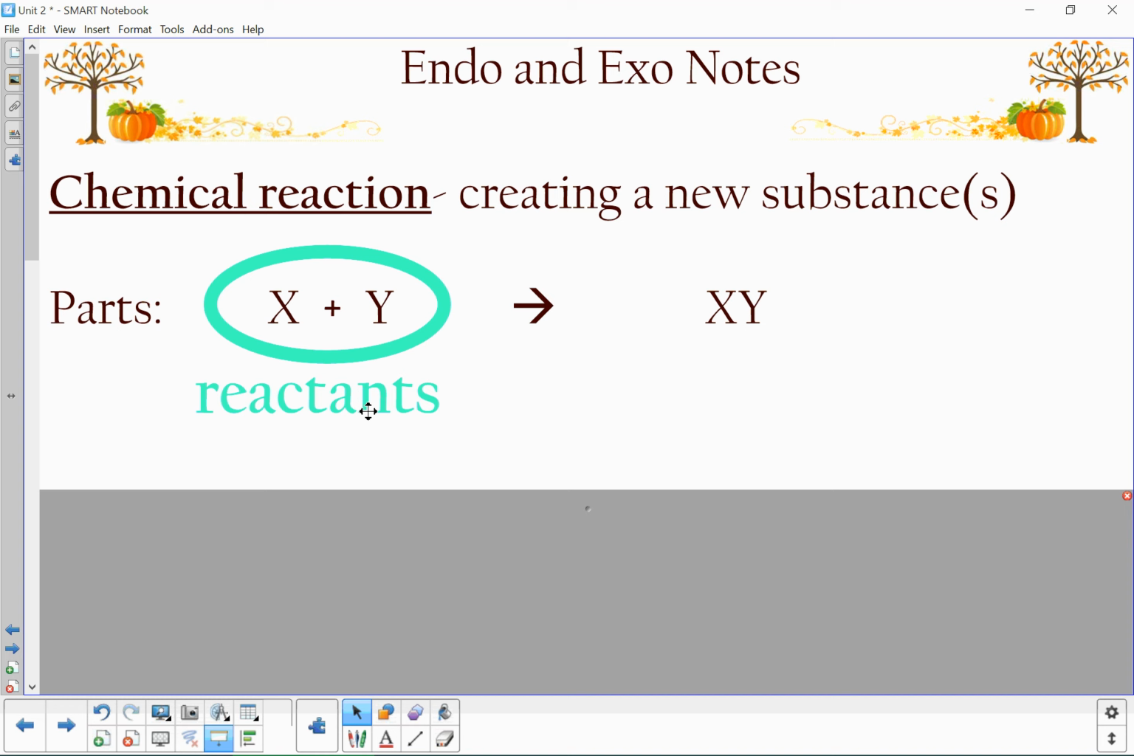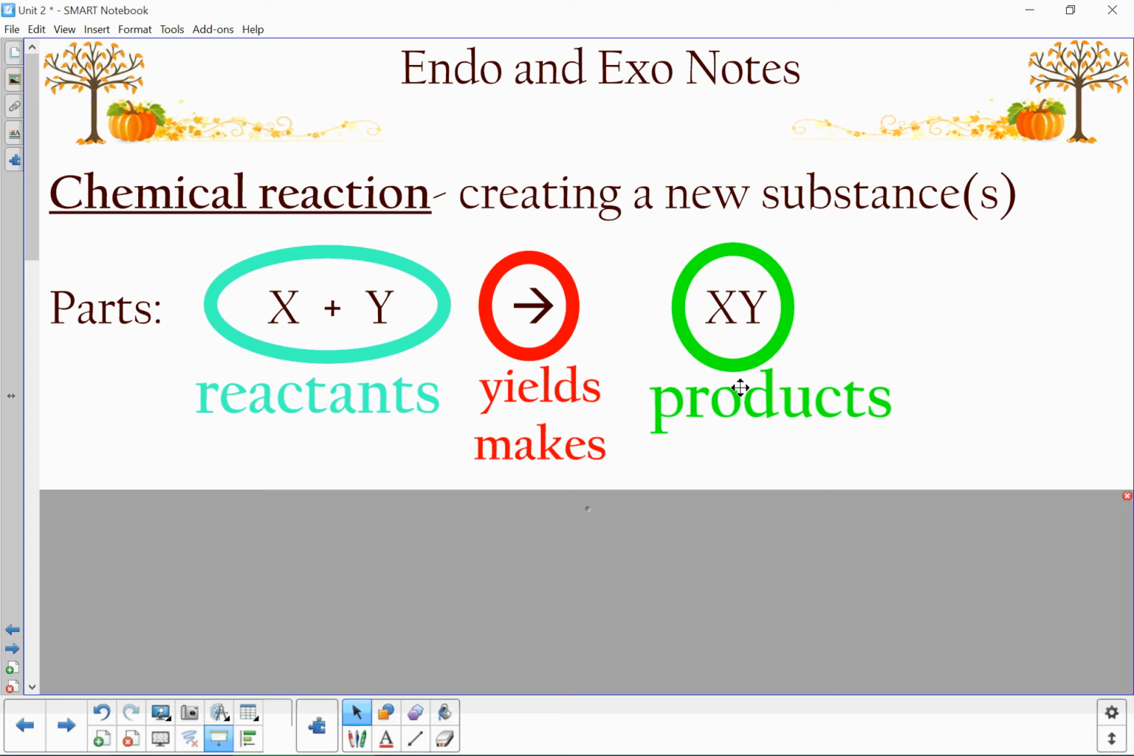And so you're going to say that arrow means either yields or makes. So X plus Y makes XY, and the stuff that gets made is just called the products. So the reactants make the products. That's how you read a chemical reaction.